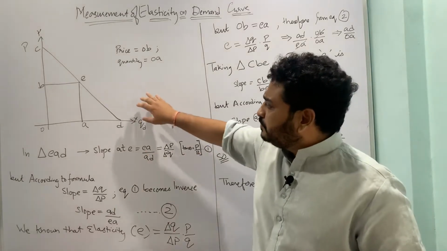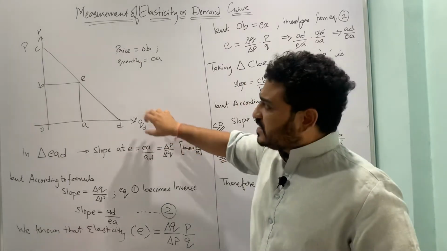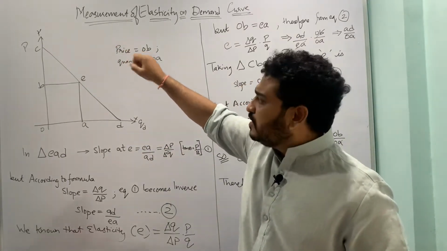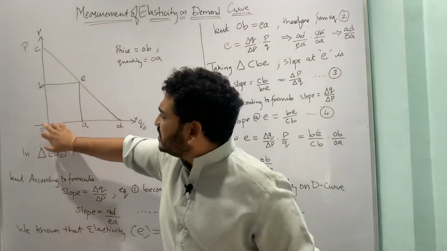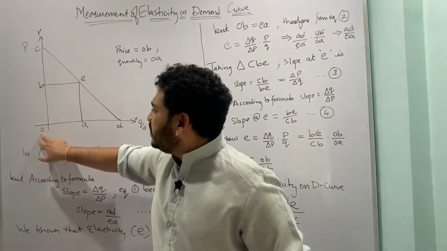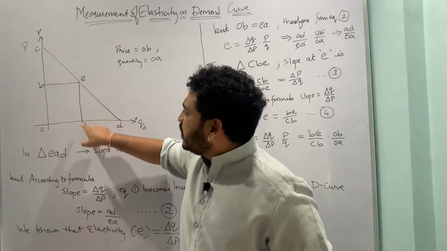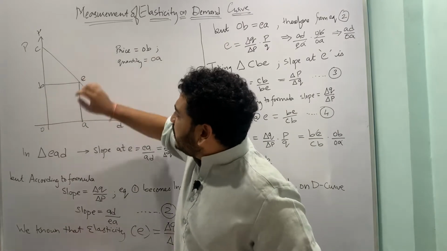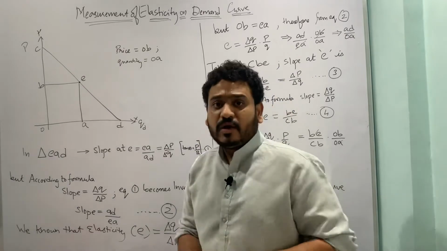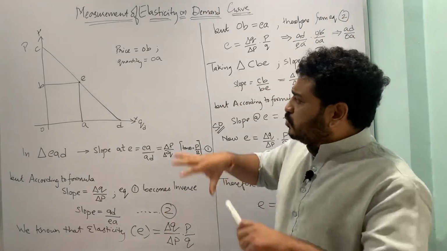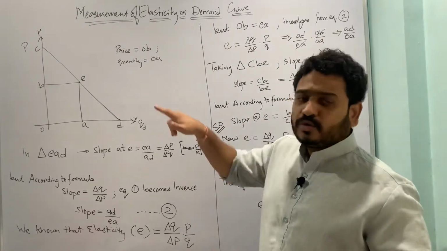So, here what I have done is I have taken quantity demanded on the x-axis and the price on the y-axis. So, when the price is OB, for example, the quantity demanded is equal to OA, and therefore I connect it and I get a point E on the demand curve. Now, to understand how measurement of elasticity on the demand curve works, let us consider two different triangles.